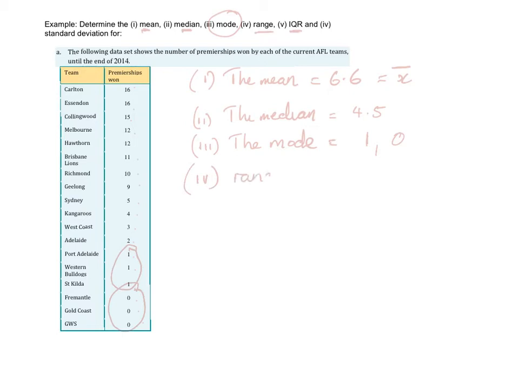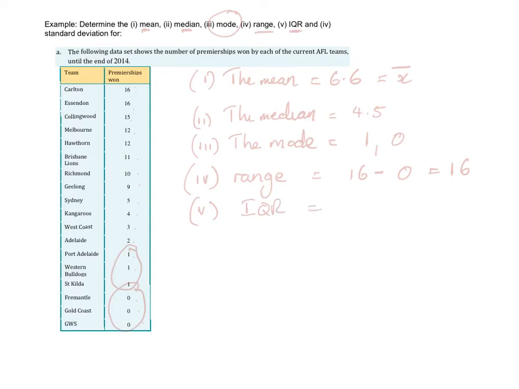What is the range? The range is the biggest value minus the smallest value. So it is 16 take away 0, which is equal to 16. So the biggest value minus the smallest value. The interquartile range.